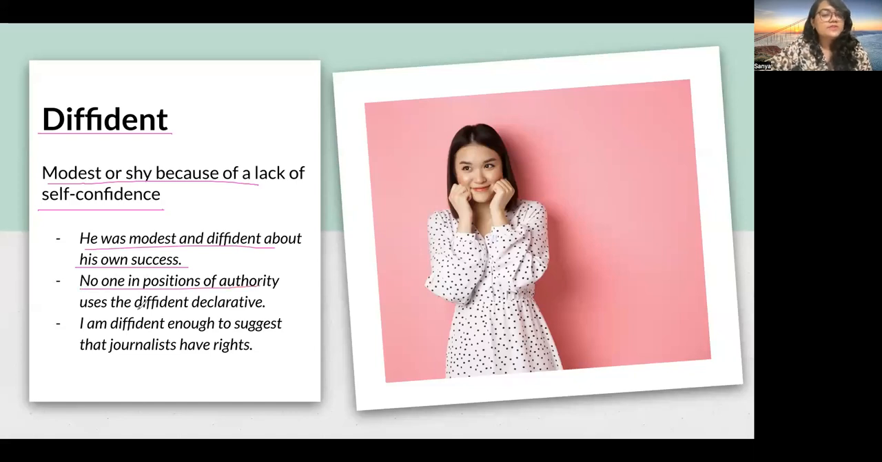No one in positions of authority uses the diffident declarative. That means people who are in positions of authority, who are having authoritative jobs, they do not shy or they do not lack confidence. I am diffident enough to suggest that journalists have rights. That means I am modest enough to say that journalists have rights. So diffident, modest or shy because of a lack of self-confidence. Just like this girl looks kind of shy now. Diffident, modest or shy because of lack of confidence.